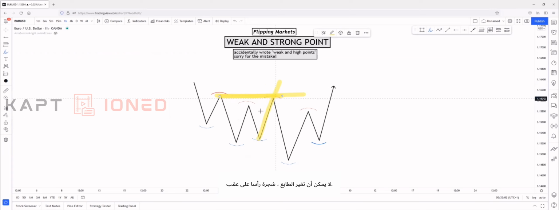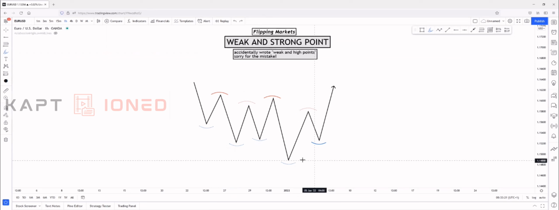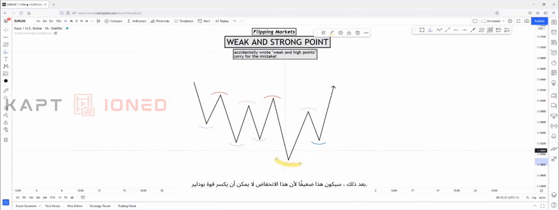It can't change character to the upside. It can't break above the last strong high. So this means this is weak. This will be strong because this high could break this structure and this structure to the downside and broke this low and this low. So this proves this is really strong. This is a really, really strong high. After this, this will be weak because this low couldn't break above the last strong high.